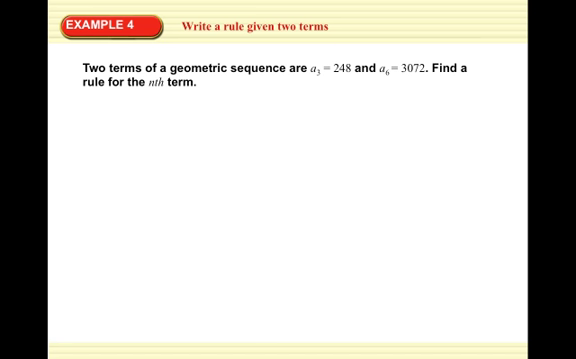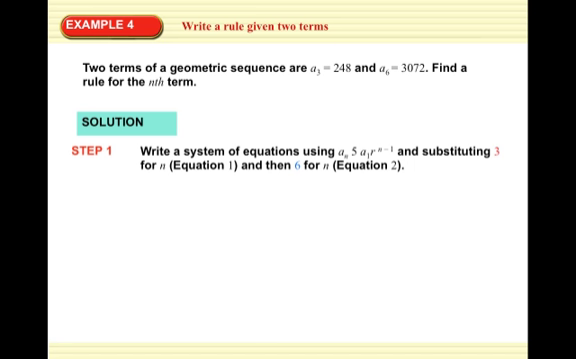All right, example 4. Two terms of a geometric sequence are A3 equals 248, so the third term is 248, and A6 equals 3072. So the sixth term is 3072. We're going to find a rule for the nth term.